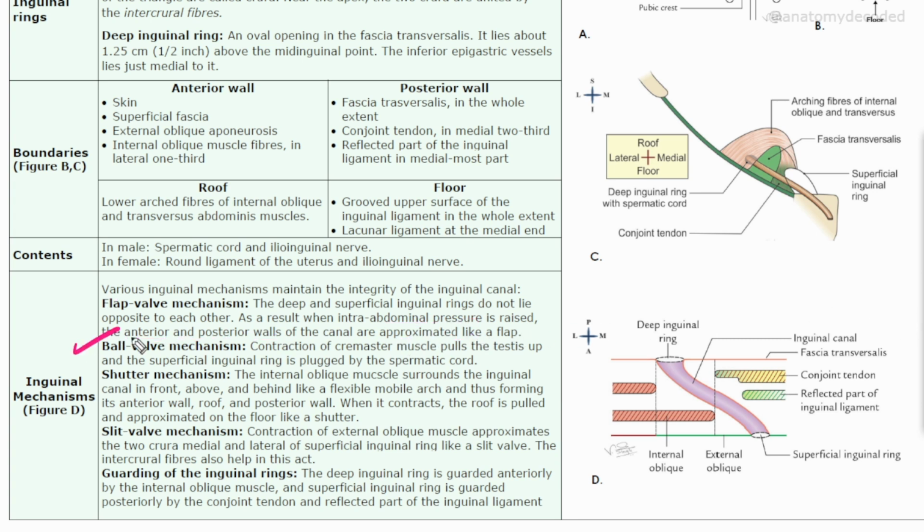Okay, and there is the ball valve mechanism of the cremaster muscle. The contraction of the cremaster muscle pulls the testis up, and the superficial inguinal ring is plugged by the spermatic cord. This is referred to as the ball valve mechanism.